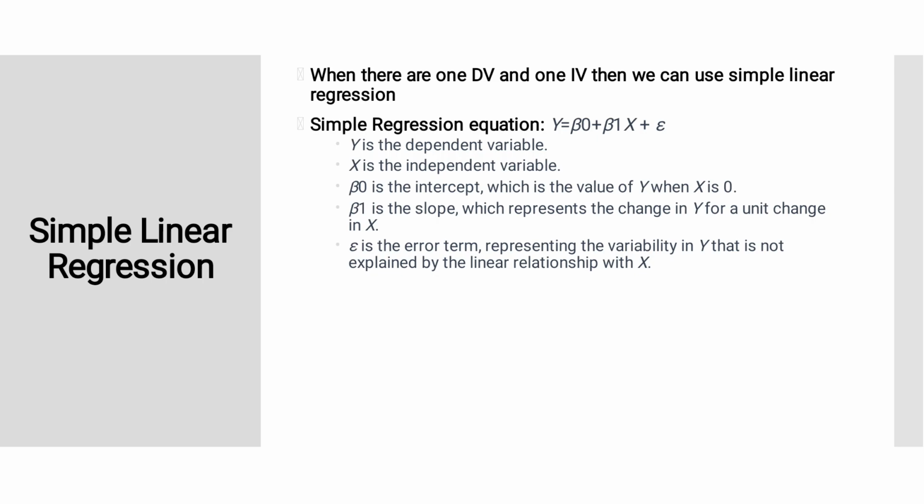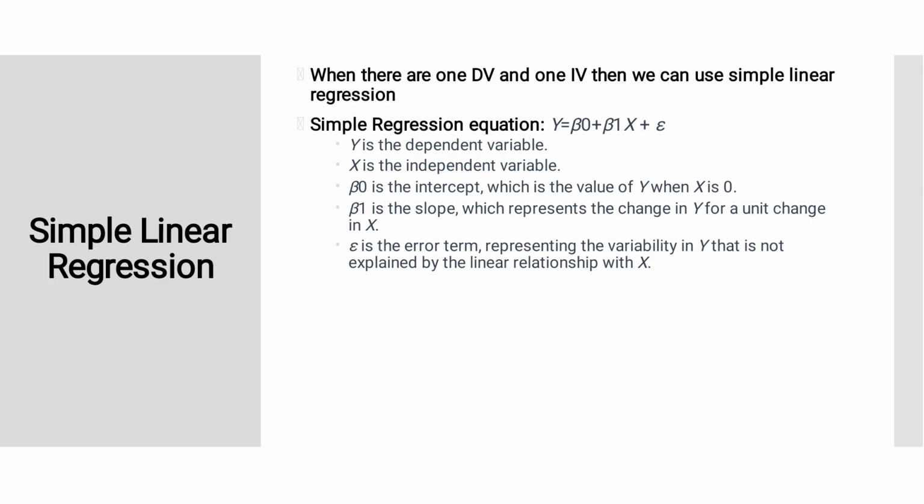Then beta 0 is the intercept, which is the value of y when x is 0. Means without customer satisfaction also we can say that some sort of brand loyalty exists. Might be from the advertising, or the social pressure, or word of mouth, that create brand loyalty. Then beta 1 is the slope, which represents the change in y for a unit change in x.